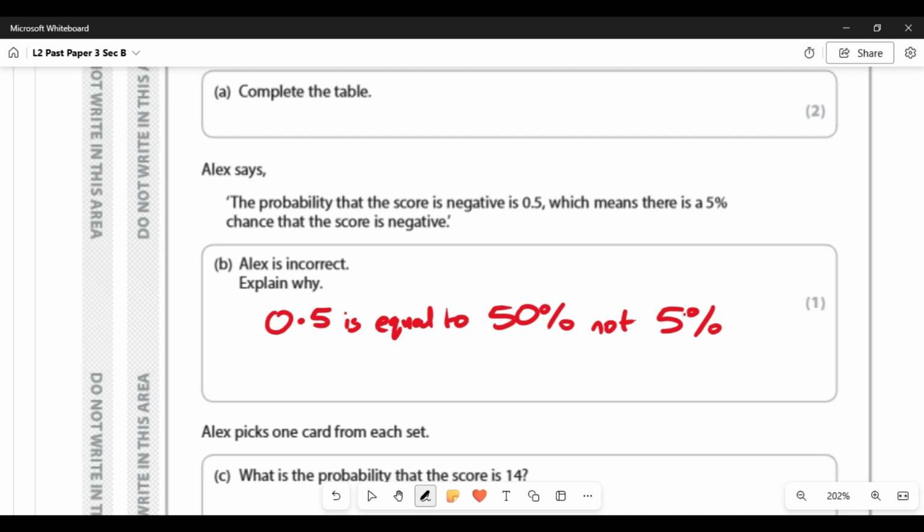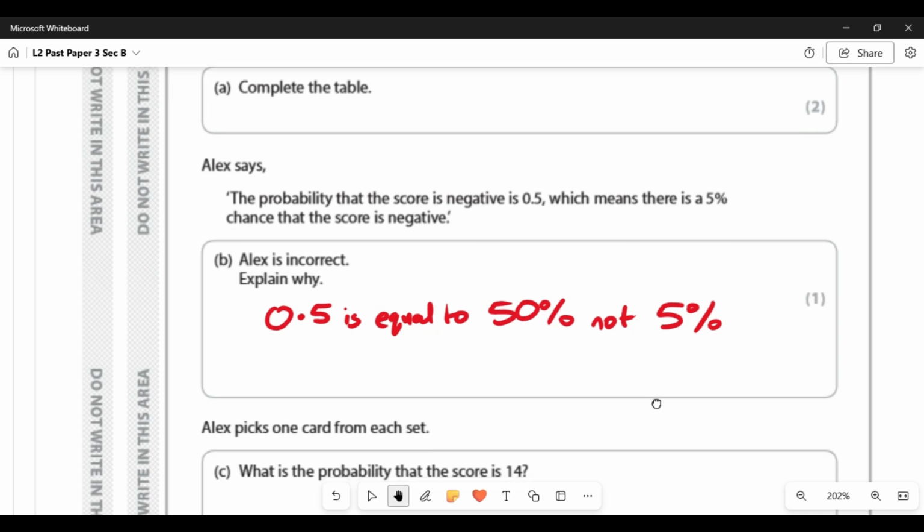So as long as you mention that, obviously 0.5 is not the same as 5%, and you can just say what it should be. So obviously it should be 50%. That's absolutely fine. For 1 mark, there you go. Let's have a look at the next one.